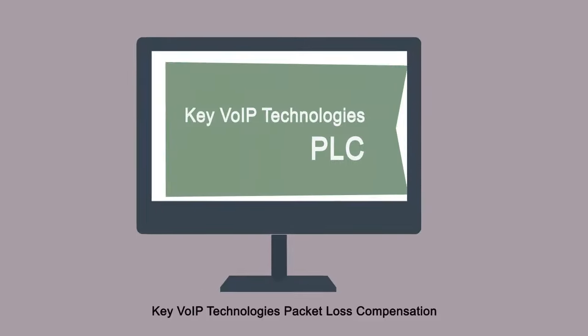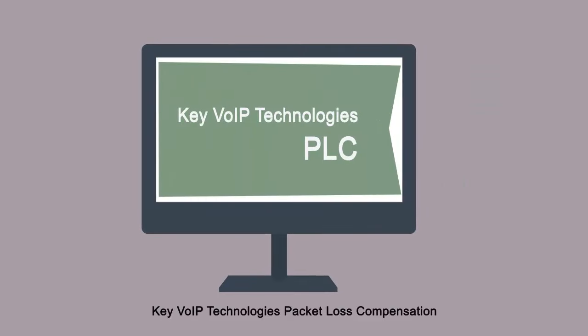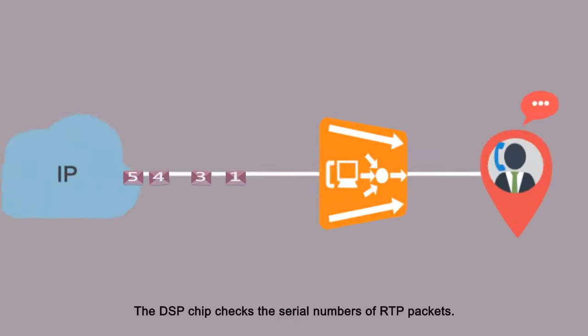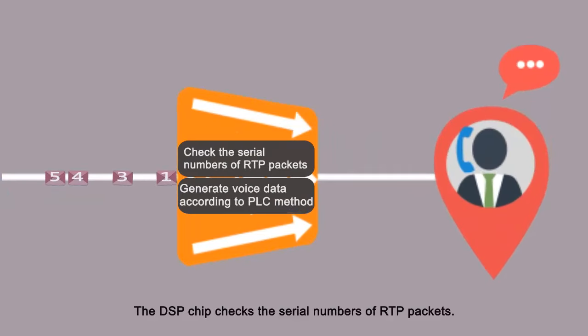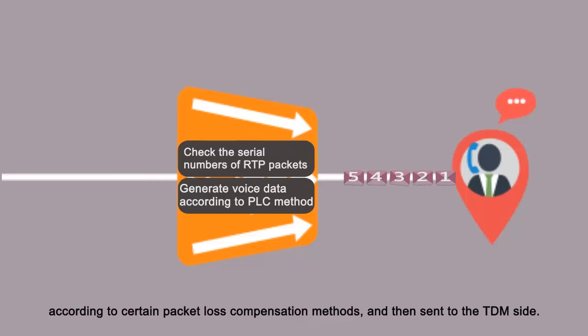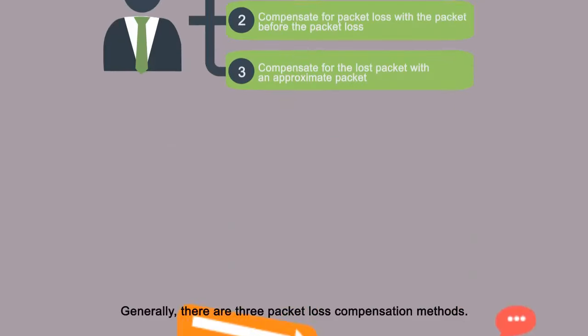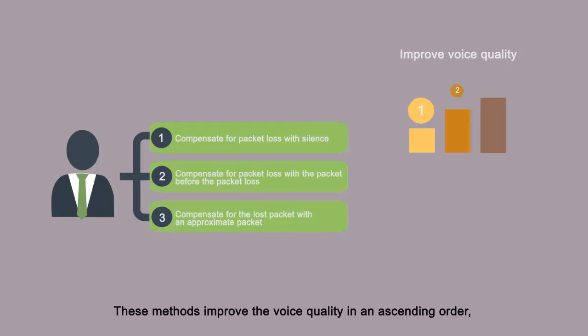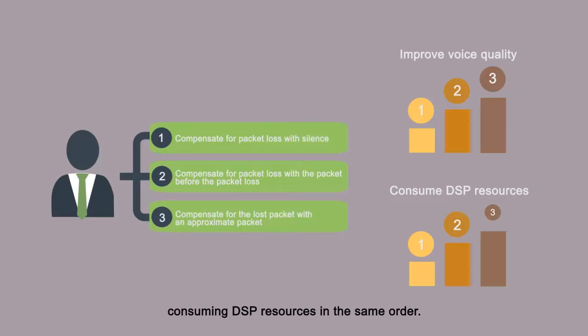Key VoIP technologies: packet loss compensation. VoIP packets are transmitted using the RTP protocol. The DSP chip checks the serial numbers of RTP packets. If RTP packets are found to be lost, voice data is automatically generated according to certain packet loss compensation methods and then sent to the TDM site. Generally, there are 3 packet loss compensation methods. These methods improve the voice quality in ascending order, consuming DSP resources in the same order.